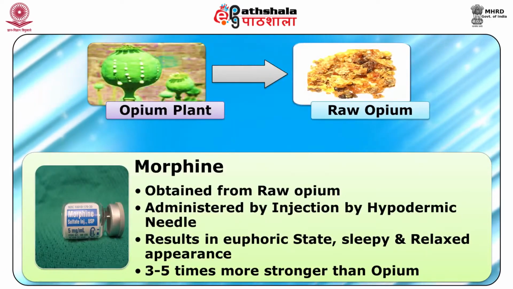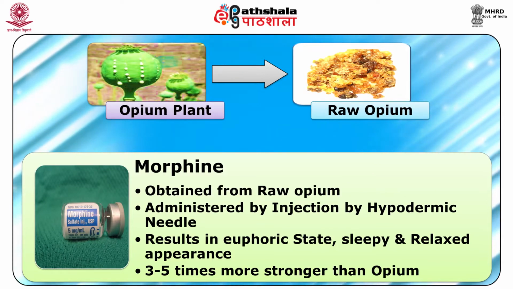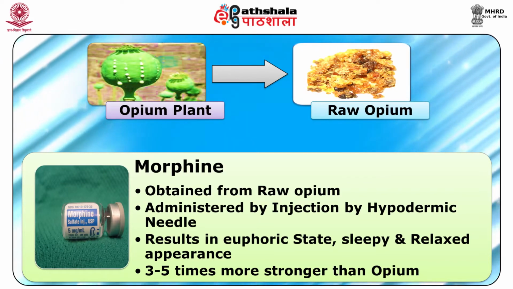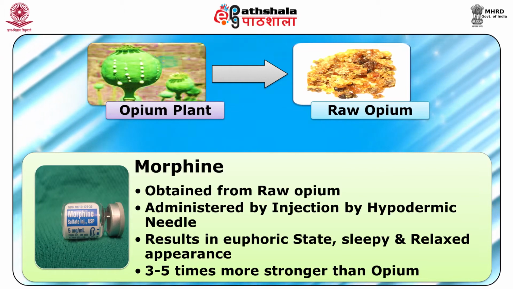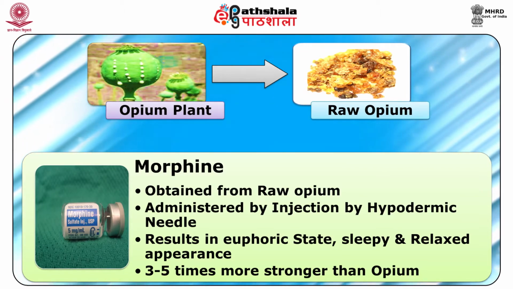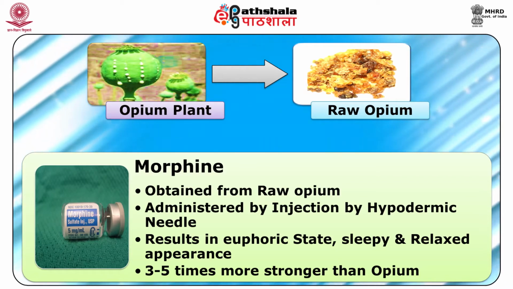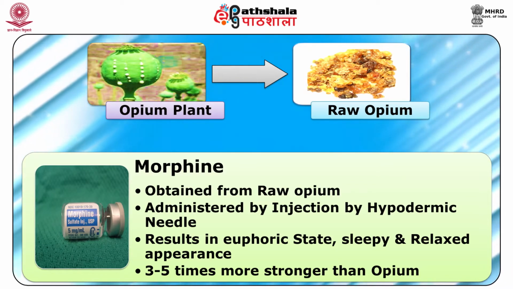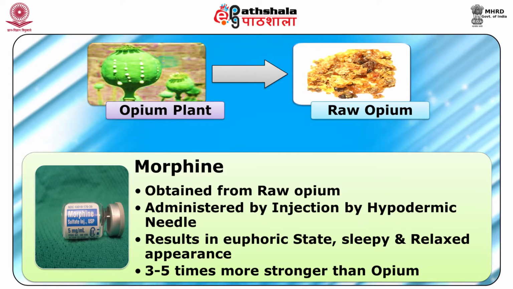Talking about morphine, morphine is obtained from raw opium, and it is usually administered by injection by hypodermic needle, and this results in a euphoric state with sleepy and relaxed appearance of the user. It is usually 3 to 5 times stronger than opium.